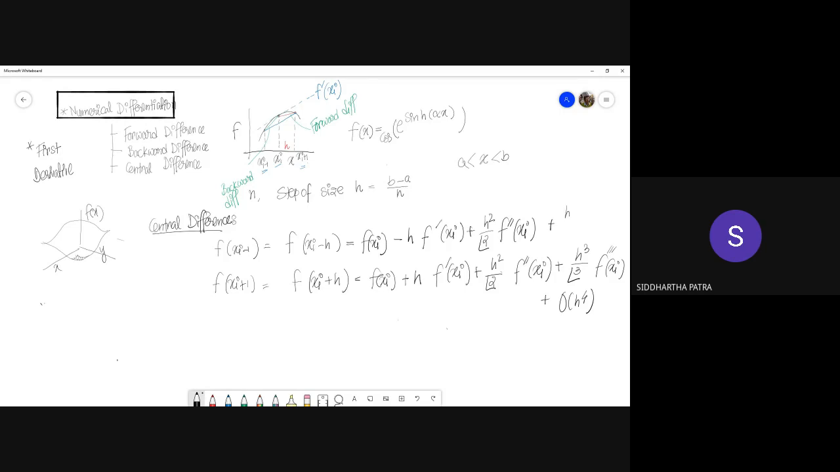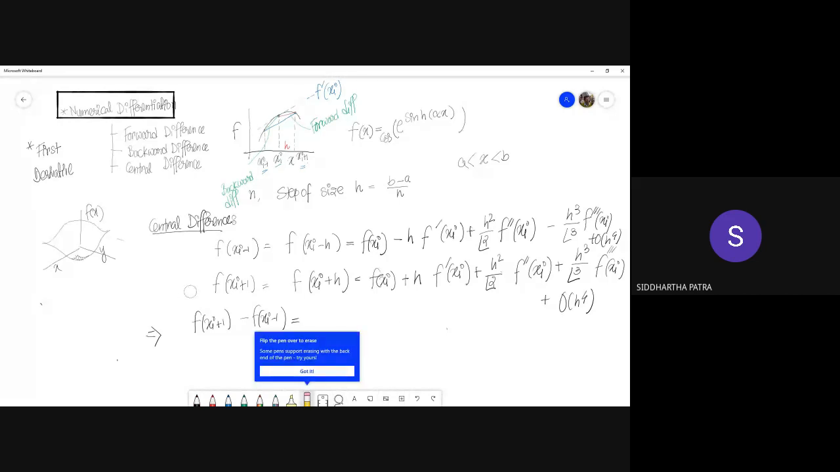And here you have minus h cube over 3 factorial f triple prime xi, and then order h to the power 4. Now if I subtract f of xi plus 1 from f of xi minus 1, first of all, these two terms will cancel out. F of xi will cancel out, and so would these two terms.